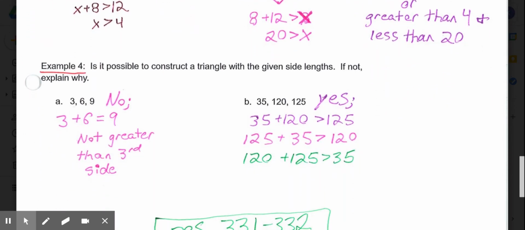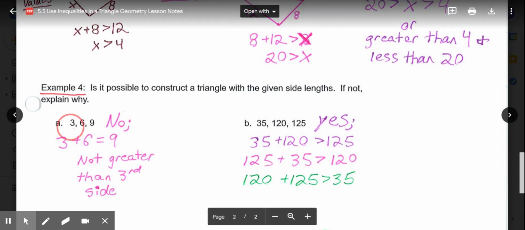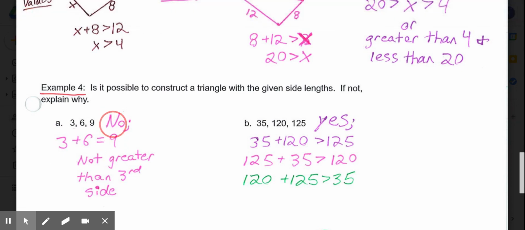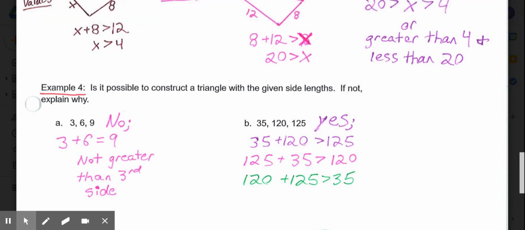Example 4 is asking, is it possible to construct triangles with the given side lengths? If not, explain why. So remember, any two sides have to be greater than the third. So if I take the 3 plus the 6, is that greater than 9? 3 plus 6 equals 9, so it's not greater than. So I don't need to try any other combinations. I know, in this case, two sides added together are not greater than the third, so it's not a triangle.